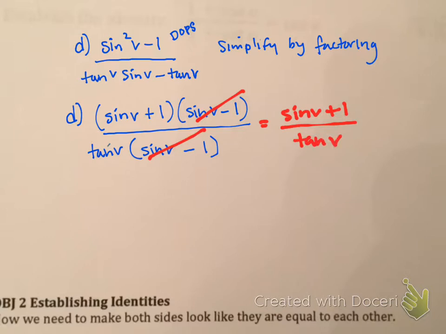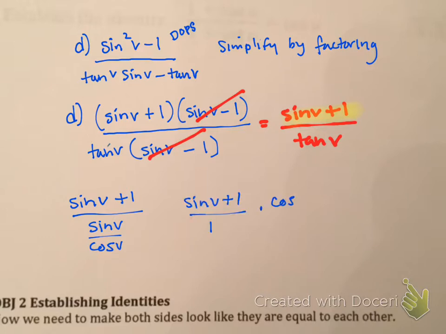Okay, I can't go that much further now. And the reason why I can't go any further than this is because I have a binomial in the numerator. And even if I turn tangent into sine over cosine, it isn't going to help anything. To show you what I mean, if I have sine v plus 1 over sine v over cosine v, that's sine v plus 1 over 1 times cosine v over sine v, I can't cancel these two out.